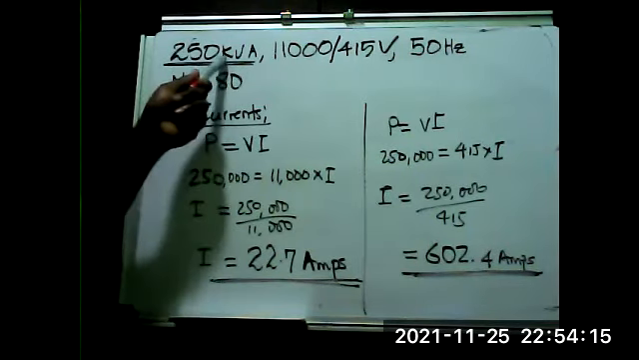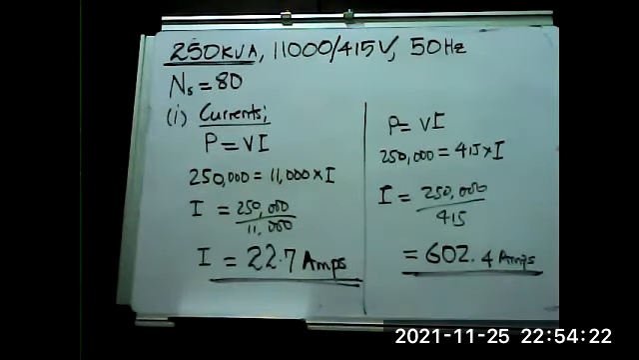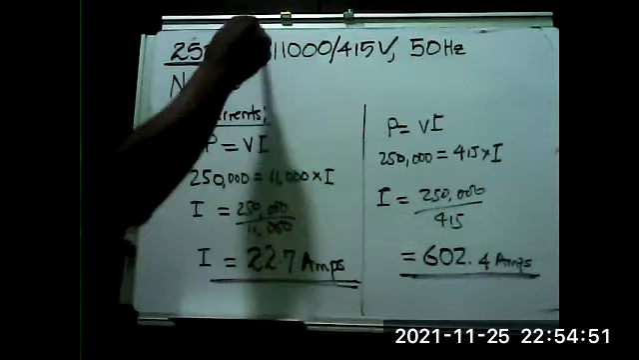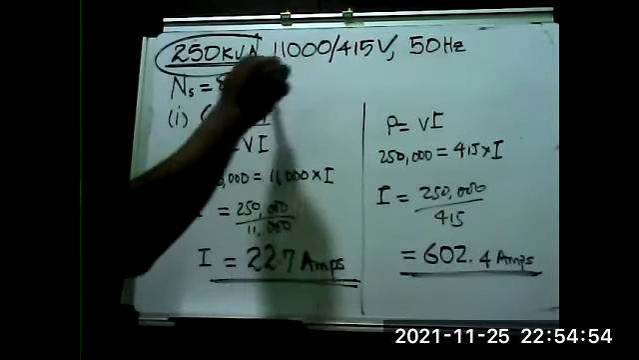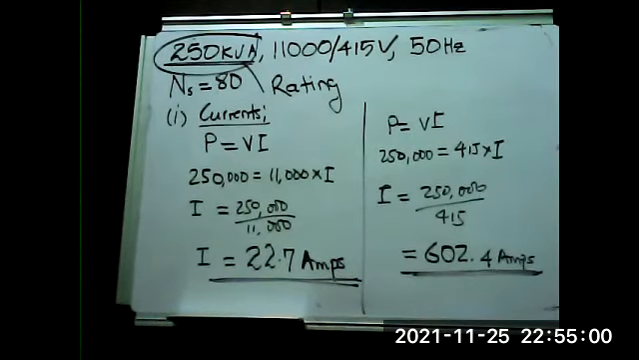250 kVA, K is for 1,000. V is for voltage, A is for amps, which makes it the power. But in the transformer, we don't say 250 watts. Power in the transformer is measured in volt-amperes, to give you an idea that we are multiplying voltage and current. So this is not the type of a transformer. We call it the rating of a transformer. Not the type, the rating. Yes, the rating of a transformer.